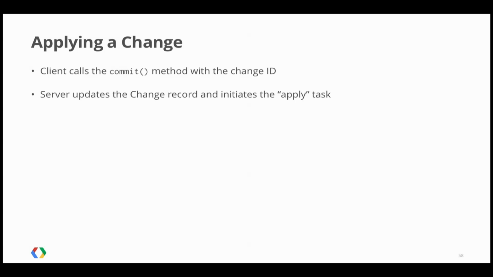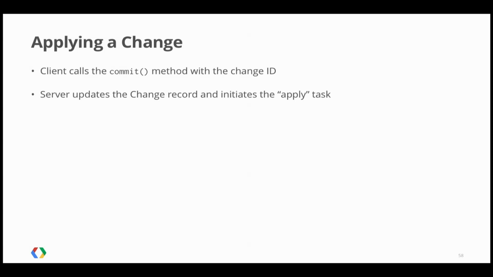So let's talk about the apply phase a little bit here. This commit comes in and we've got some work to do. So what exactly happens? Well, the client calls the commit method. It's got a change ID, so we know what change we're applying. The server has two things to do in response to this. It has to update the change record to say, yes, this is now committed, and it also has to kick off some background work. Now, if those two things happen separately, there's always a potential for one of them to succeed and the other one to fail.